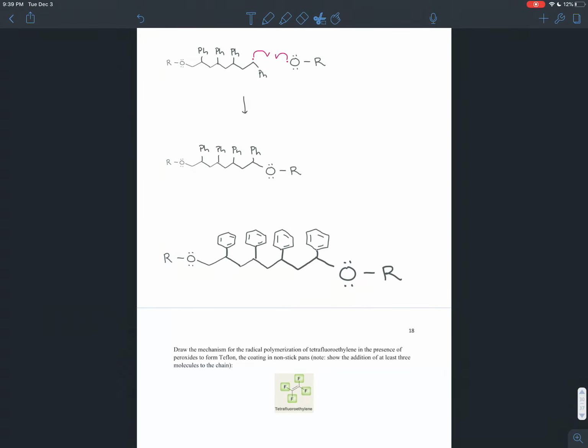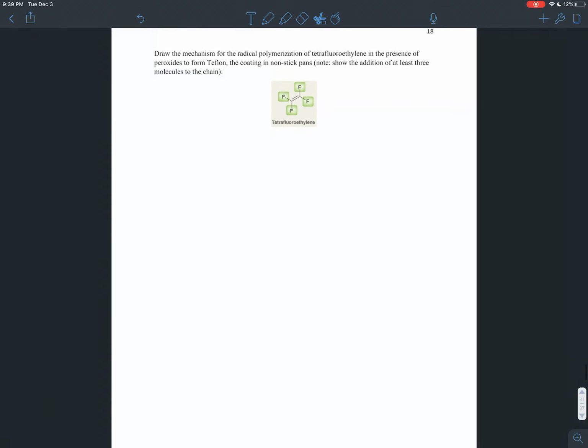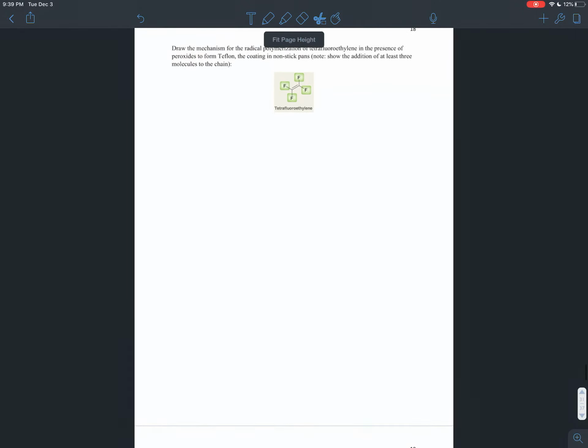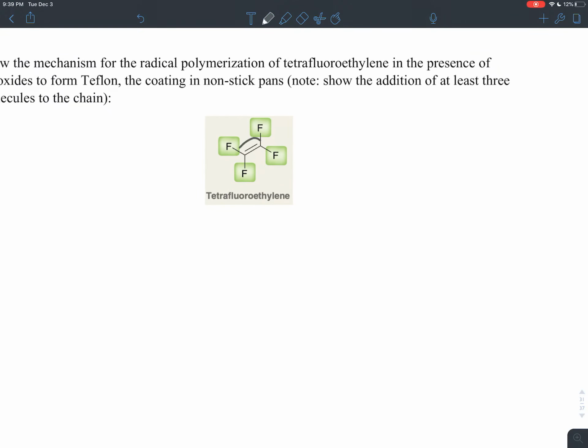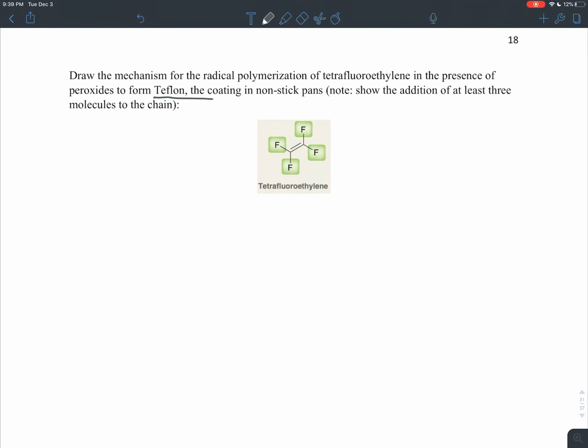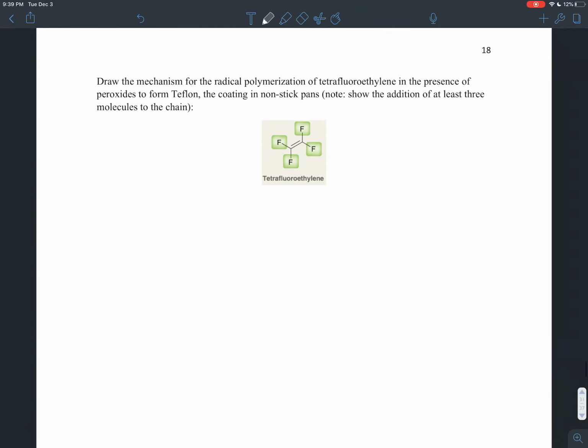Okay, now, this next example is really, again, the exact same thing. The difference, though, is that instead of just ethylene, which is this part right here, we have tetrafluoroethylene, so the hydrogens have been replaced with fluorines. The neat thing is if we do a polymer with this, then you get Teflon. That's how people create Teflon. That's the coating in nonstick pans.